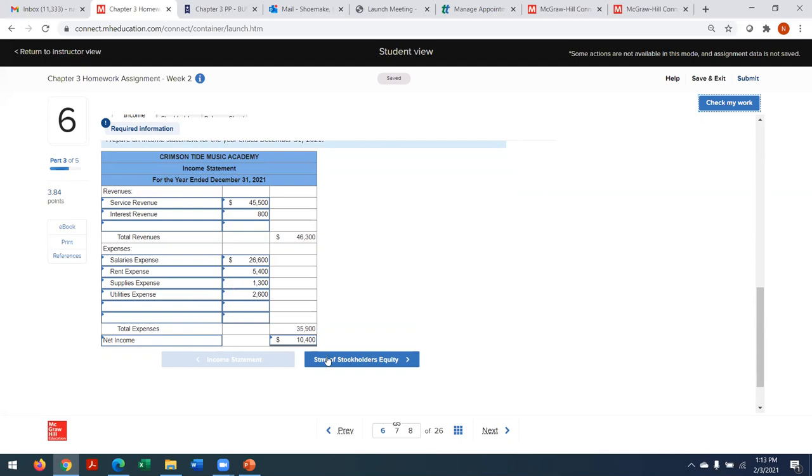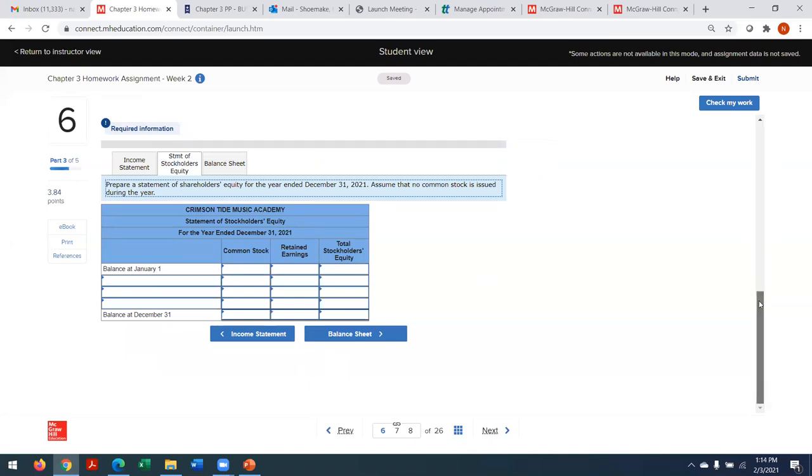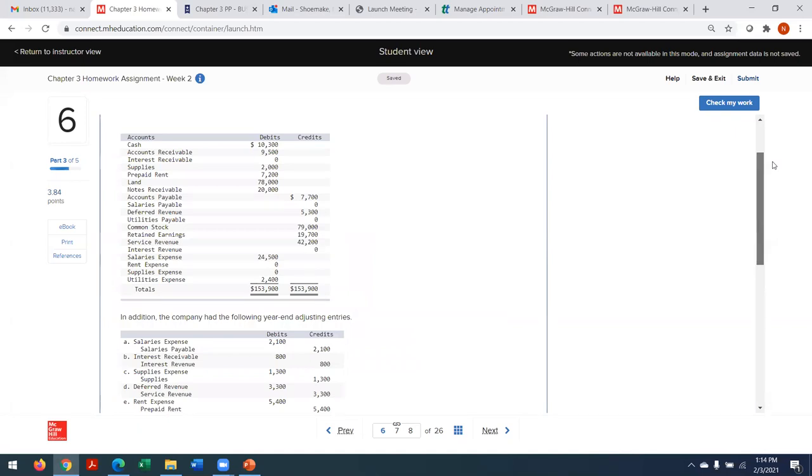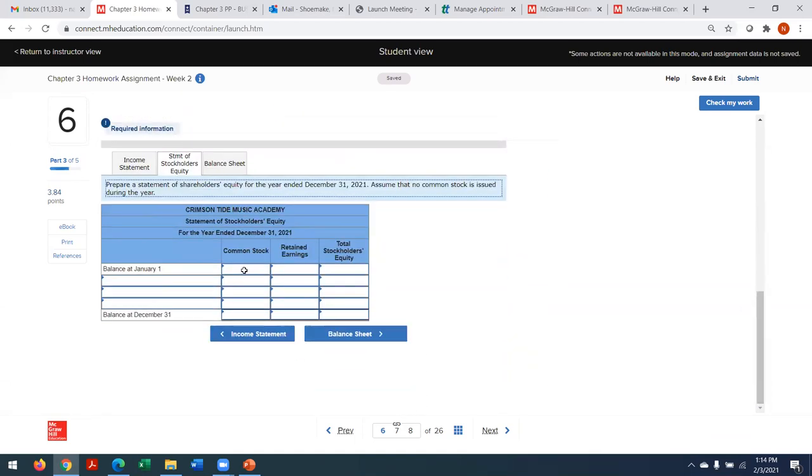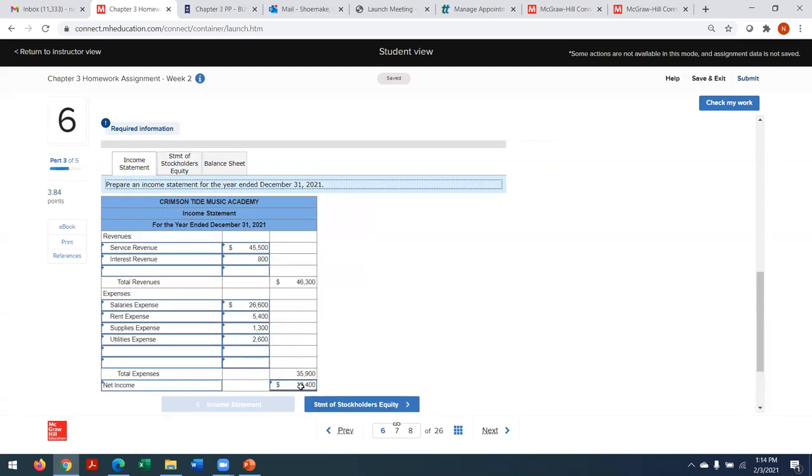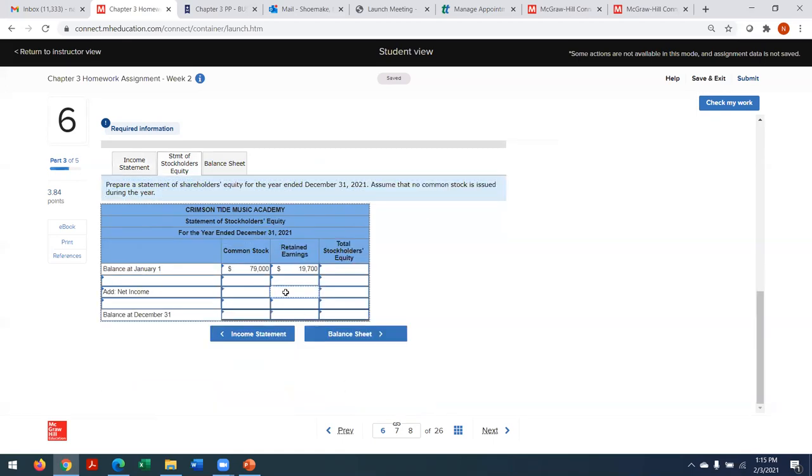Okay, next. Statement of stockholders' equity. Well, what do we do here? We started with 79,000 in common stock, 19.7 in retained earnings. We add net income. We didn't add common stock though. Now, how do we figure out our net income? Don't we go back here and see it's 10.4? Right? We add 10.4.